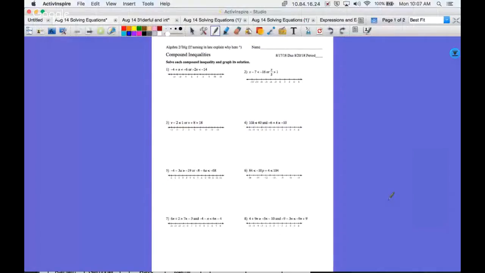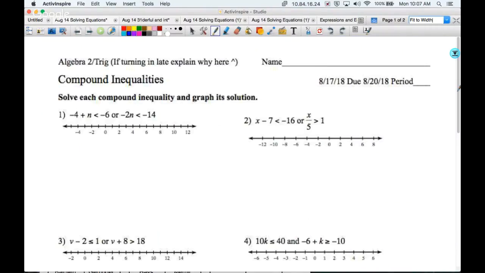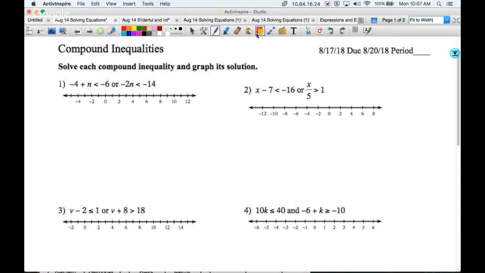This is going to be our homework help video for the homework titled Compound Inequalities. Just the one side for this one. Let's jump right on into it with problem number 1. Solve each compound inequality and graph its solution.